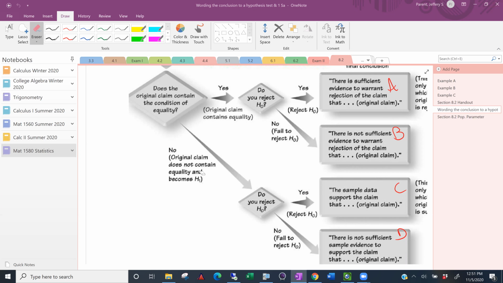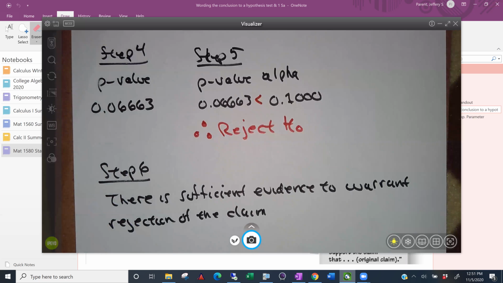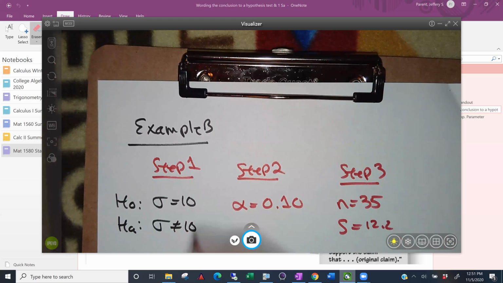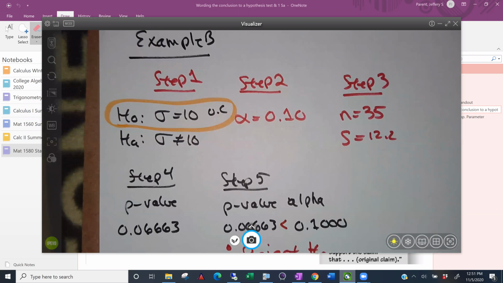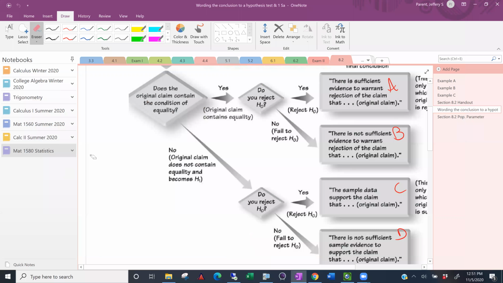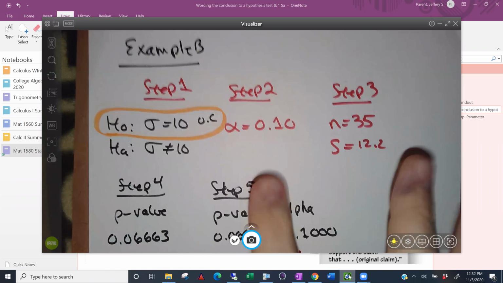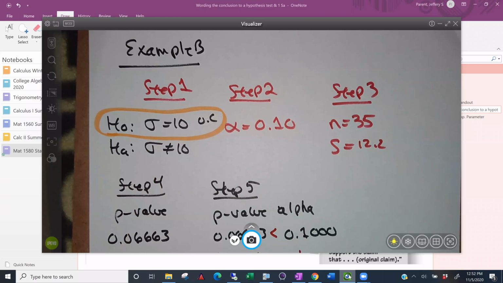So following along, we should go back and note that our original claim was this one right there, that sigma equals 10. So that puts us here on our chart. Does the original claim contain the condition of equality? Yes. Did you reject it? Yes. So that means we're going to start out our conclusion with this. There is sufficient evidence to warrant rejection of the claim that, now we got to state what that is in words. What was this data all about? Men's heart. Yes.